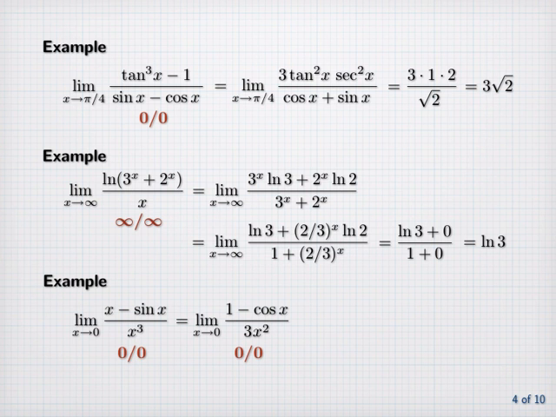We have the limit as x goes to 0 of sine x divided by 6x, and the numerator and denominator here still both approach 0. So let's apply L'Hopital's rule again. We get the limit as x goes to 0 of cosine x divided by 6, and so finally we have a denominator that doesn't approach 0, so this is no longer indeterminate. The value of the limit is 1/6.